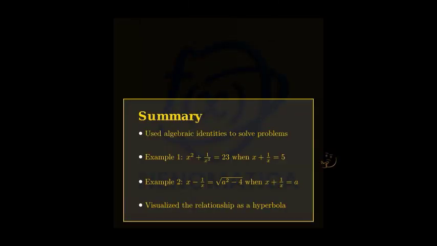In this tutorial, we used algebraic identities to solve two different problems. In the first example, we used the identity a squared plus b squared equals (a plus b) squared minus 2ab to find that x squared plus 1 over x squared equals 23, when x plus 1 over x equals 5. In the second example, we used the identity (a plus b) squared minus (a minus b) squared equals 4ab to find that x minus 1 over x equals the square root of a squared minus 4, when x plus 1 over x equals a, and x is greater than 1 over x.